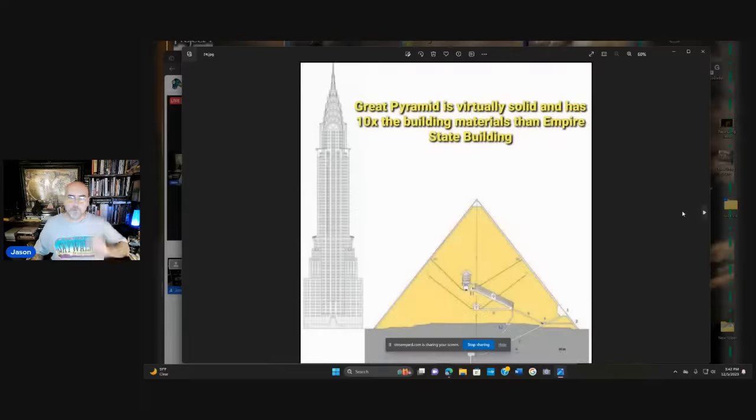Now, here we go. Look at that. The Great Pyramid is massive. It's massive in stone. But look at the Empire State Building. The Empire State Building is hollow. Its purpose is to house offices and flats and ballrooms and restaurants, eateries. It is a building with the purpose of having thousands of humans doing all the things they need to do. Therefore, it is almost hollow. The Great Pyramid is virtually solid. And mathematicians have estimated that the stone required to build the Great Pyramid is equal to about 10 Empire State Buildings worth of rock.